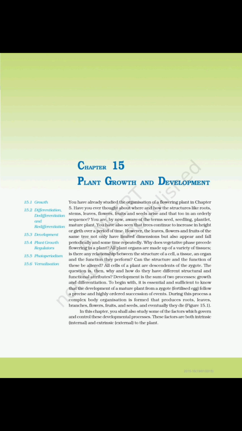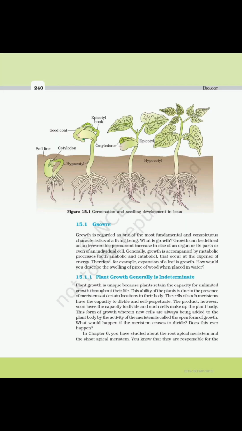In this chapter, you shall also study some of the factors which govern and control these developmental processes. These factors are both intrinsic (internal) and extrinsic (external) to the plant. Figure 15.1, Germination and seedling development in bean.